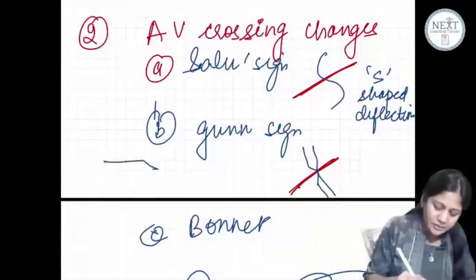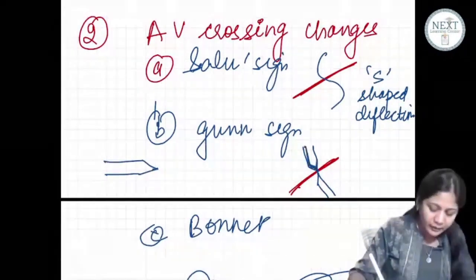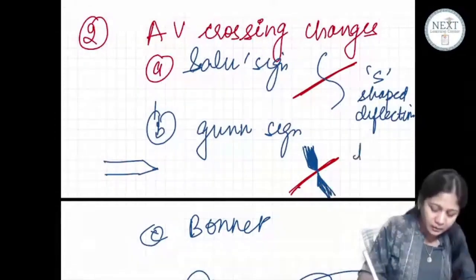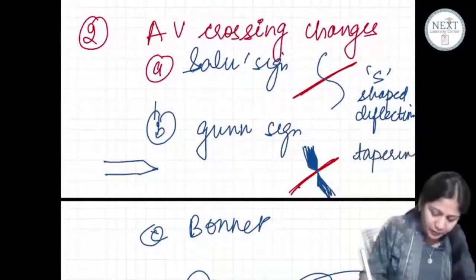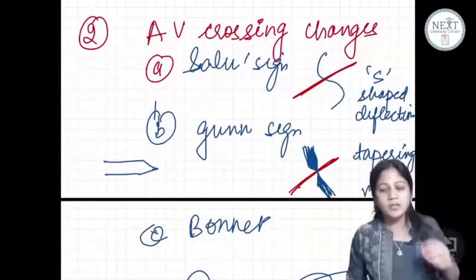Like a gun, from the side. So this is your narrowing of vein, tapering of vein on either side. Okay? Like a gun. Tapering of vein across the artery.